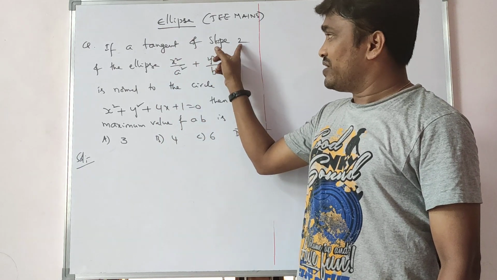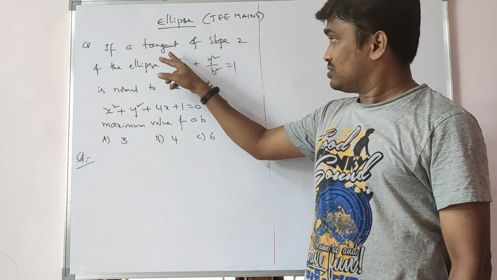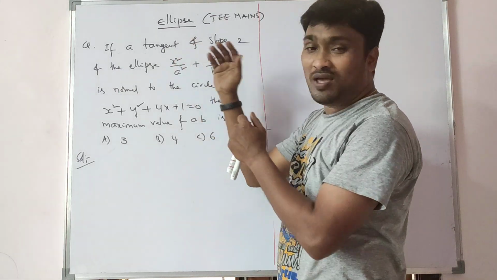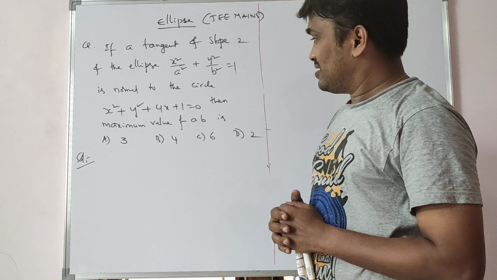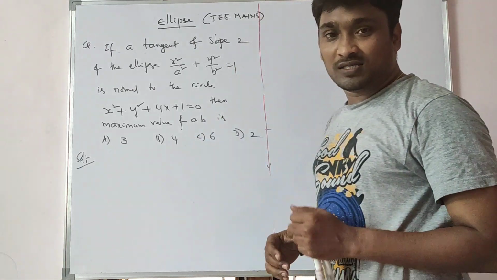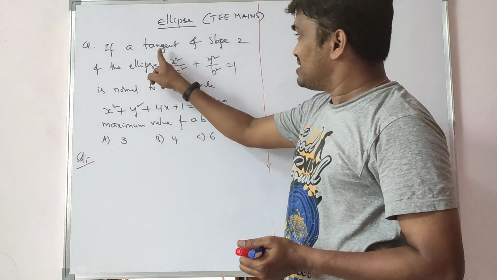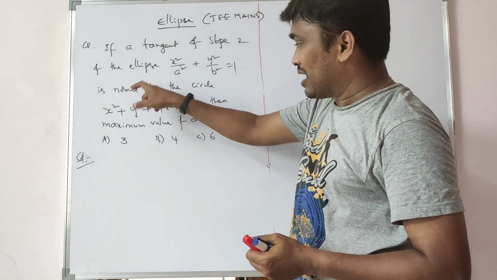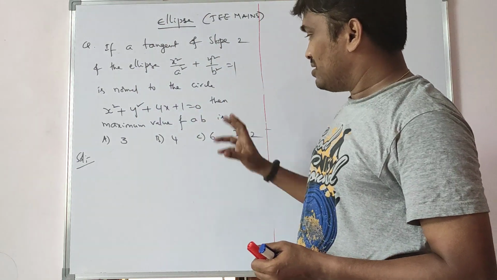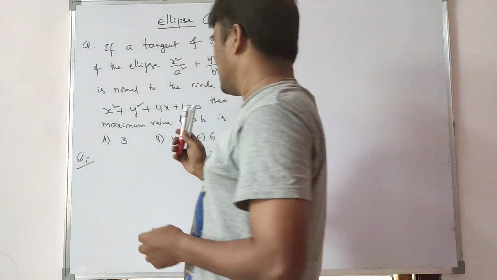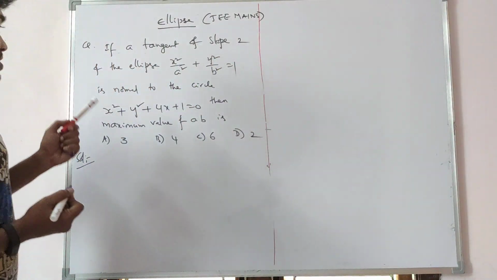A tangent of the given slope is given, which is normal to the circle. Okay. Then what is the maximum value of AB they are asking? The line is there which is tangent to the given ellipse. The same line behaves as a normal to the circle. Then what is the maximum value of AB for any ellipse? See. Okay, fine.